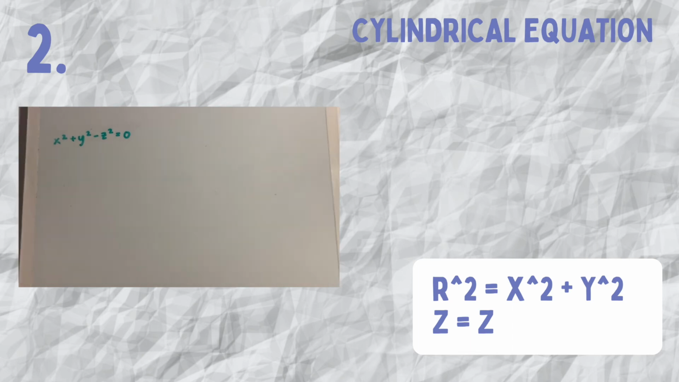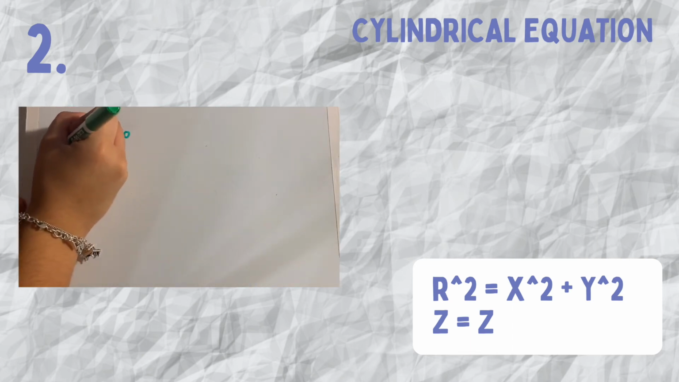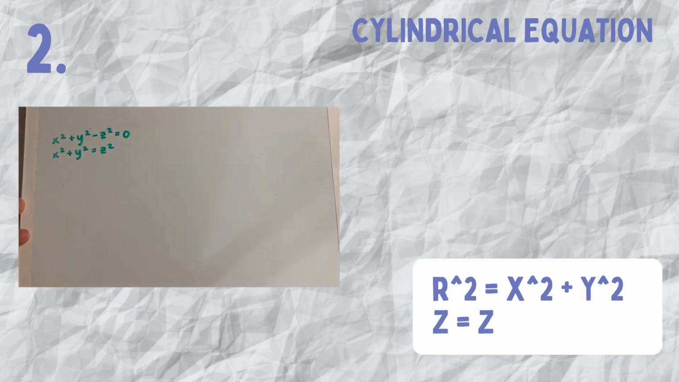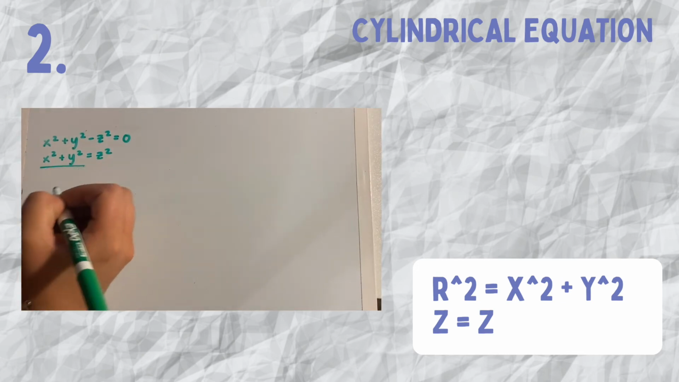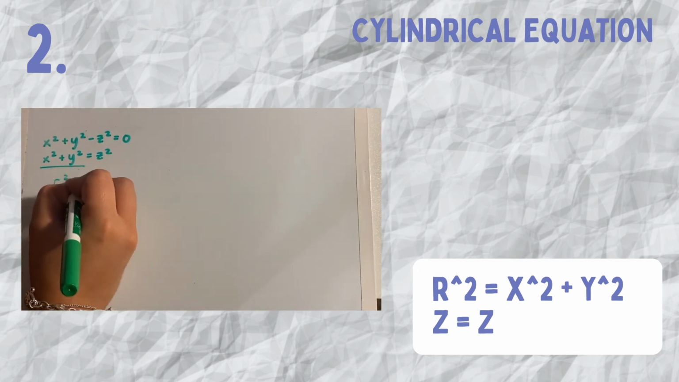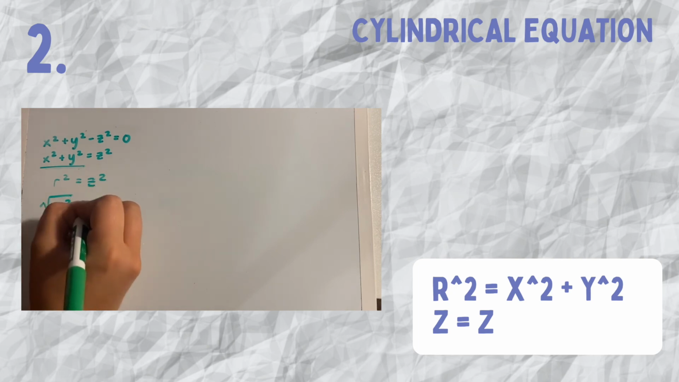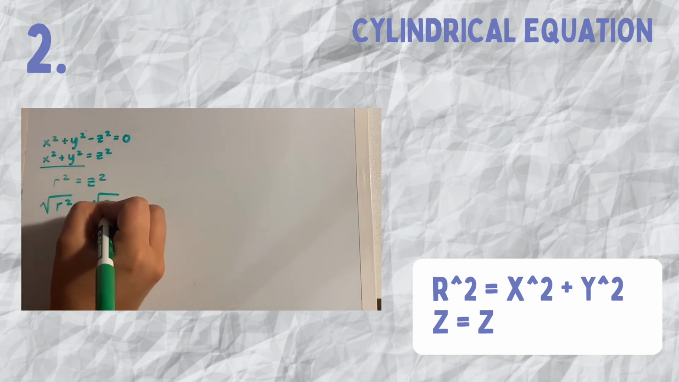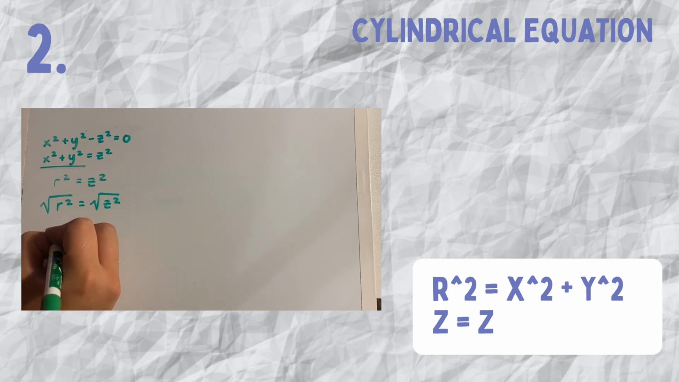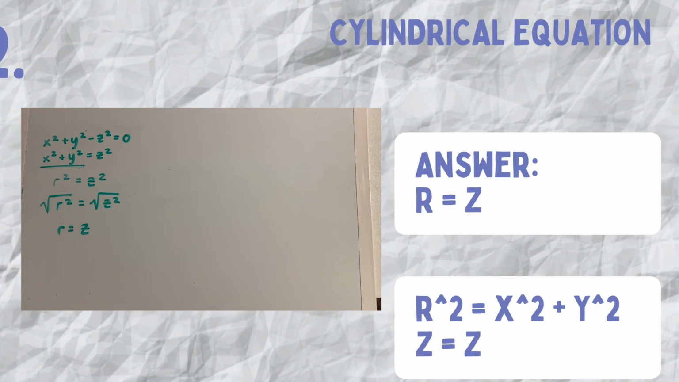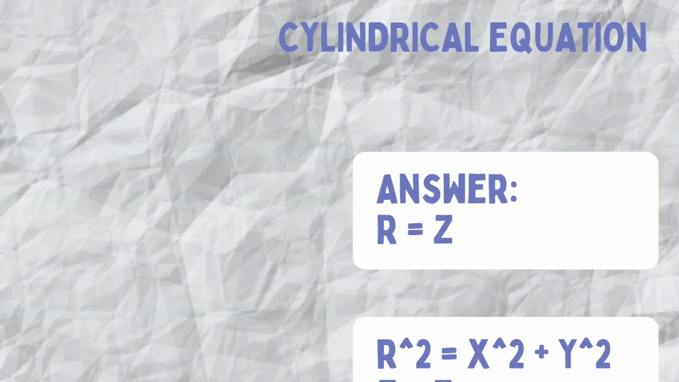Now to convert this into a cylindrical equation is much simpler, as there are fewer components that we have to worry about. So as before, we're going to move the z squared to the right, so we have x squared plus y squared equals z squared. Now looking at our legend on the bottom, we see that x squared plus y squared equals r squared. So we substitute that in, and now we have r squared equals z squared. Now we want to get rid of the squared, so we square root each side, and we get r equals z. So our final answer is r equals z for our cylindrical equation.